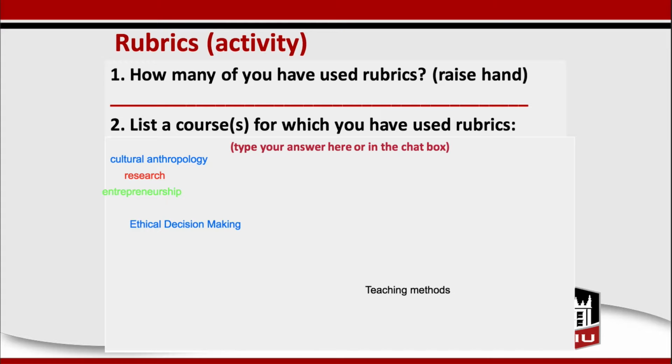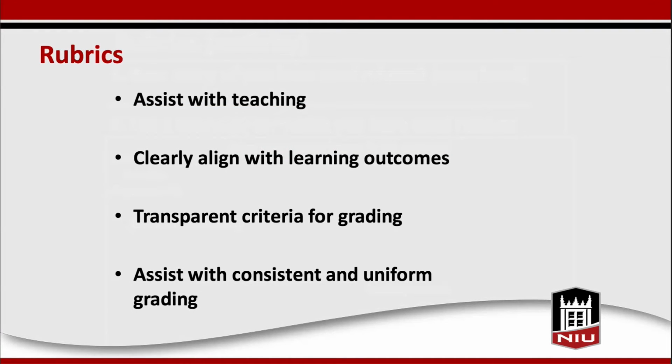Okay, so almost everyone is using rubrics. That's great. Now when we talk about rubrics, they can assist with teaching in terms of setting the expectations, and they help clearly align the grading with the learning outcomes. Okay, Cynthia, all right, so there's a lot of people using rubrics. Thank you. So it's important when you design a rubric that it clearly aligns with the learning outcomes. It really helps with transparency in terms of grading.